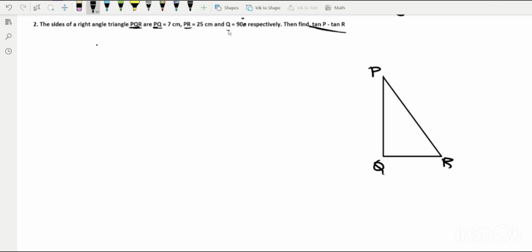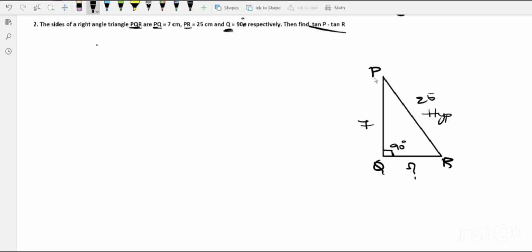PQR, and here he has mentioned that the 90 degrees angle is at Q. So this side will become the hypotenuse, the one which is opposite to the 90 degrees angle. Here you need to find the other value. We have the value of PQ and the value of PR as 25, and we need to find the other side. Before that we need to name the sides to find them.